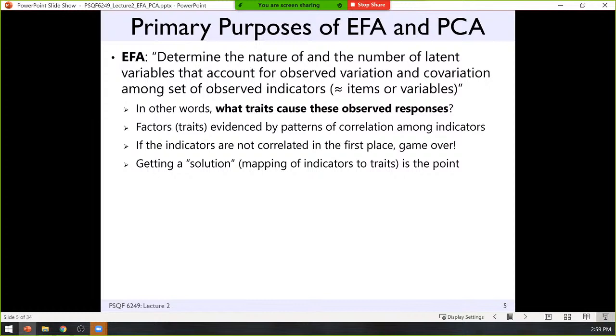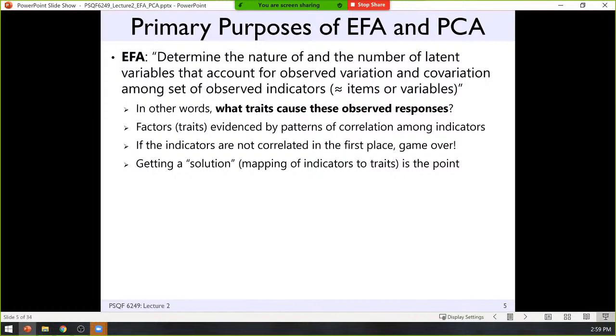And the underlying structure, the evidence for that, is the patterns of correlations among the items. So most of the time we're dealing with correlation matrices. When you talk about EFA, that's going to switch to covariance matrices when we go to CFA, but it's still the same idea. It's the pattern of association between the items. That's what's giving us some evidence for the underlying structure of the traits. And getting that structure is often the point.